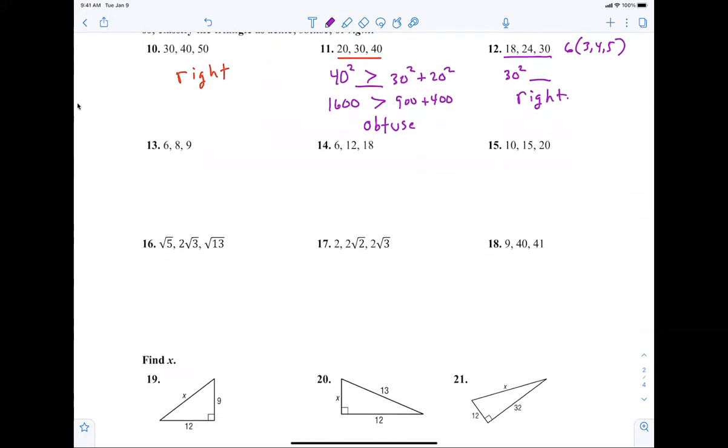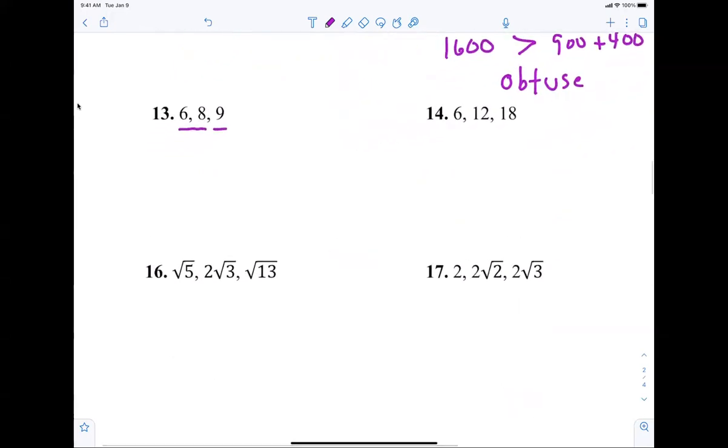Okay, 13. 6, 8. Is that greater than 9? So it is a triangle. So now we're comparing 81 to 36 plus 64. What is 81 compared to 36 plus 64? Less than, so it's acute.